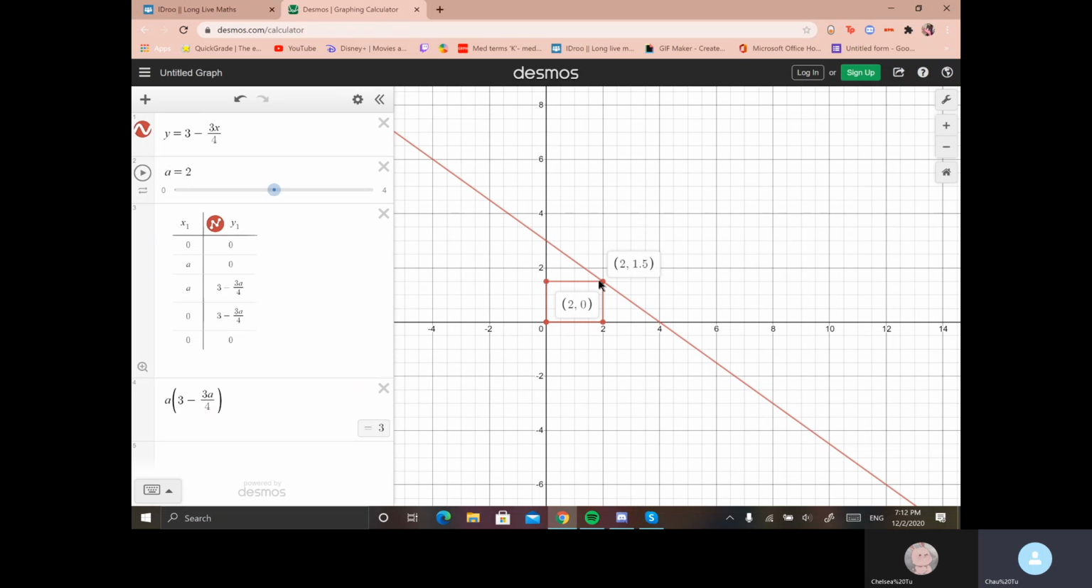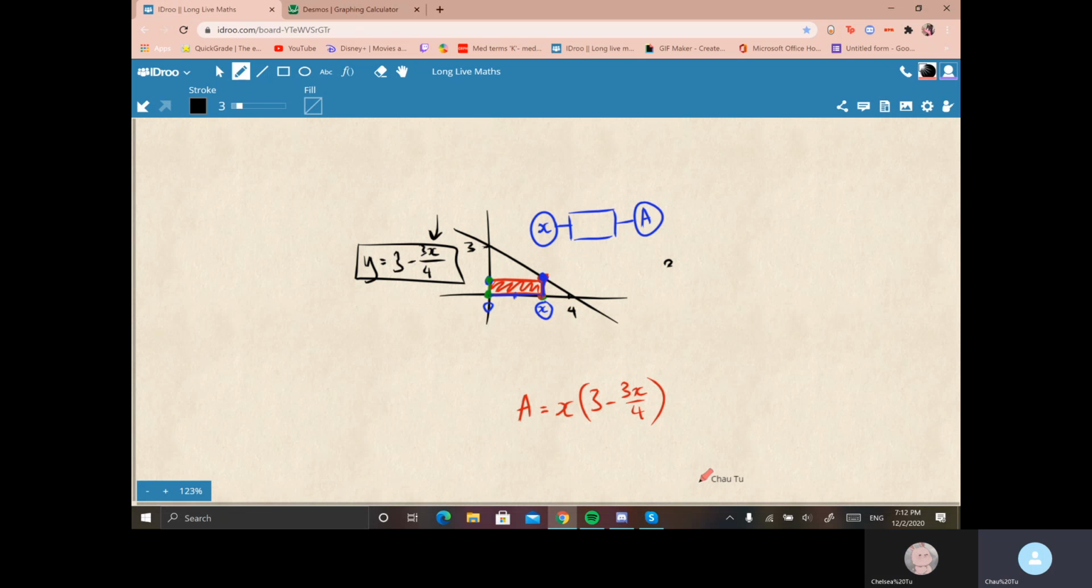Okay, so we've got to use calculus to work it out for sure. Okay, Chelsea, jump back to iDrew. I want you to draw a graph of area for given x. Hang on, I'm going to scroll up a bit. Bear with me. So I want you to draw this graph here, Chelsea: area for any given value of x. What does this graph look like?